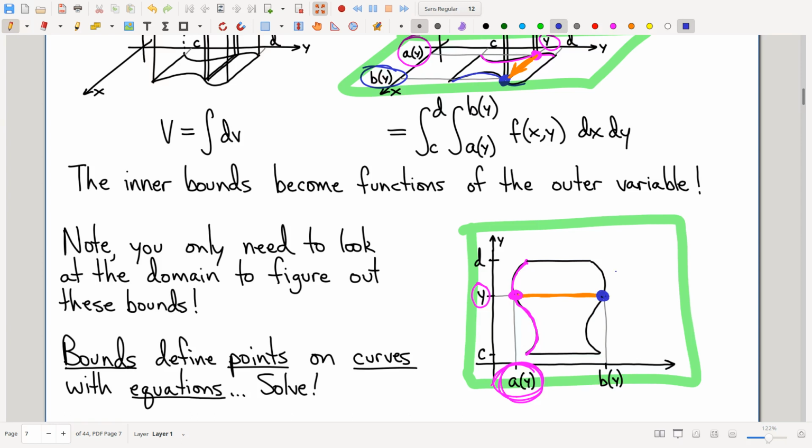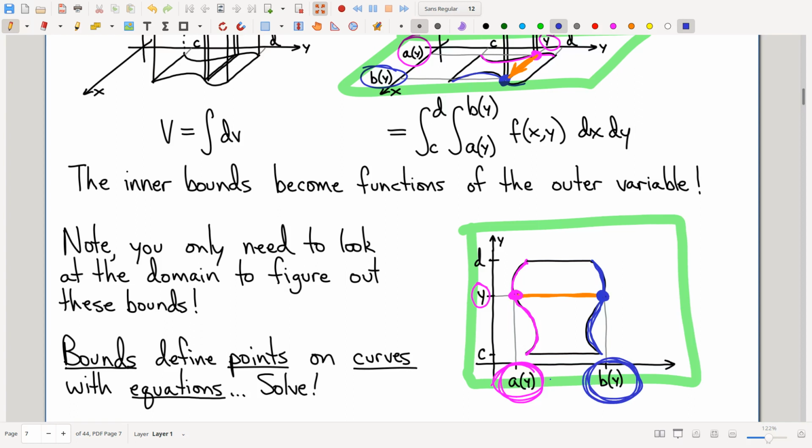Now again, why this point? Well, because that's this point. This is the end of the little integral that I'm doing to compute that cross-sectional area. That point is where x is going to stop, and that point is on this curve, which again has some equation that I can then solve for x to get that upper bound.